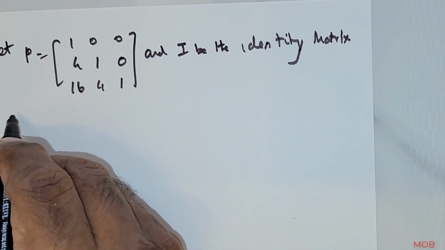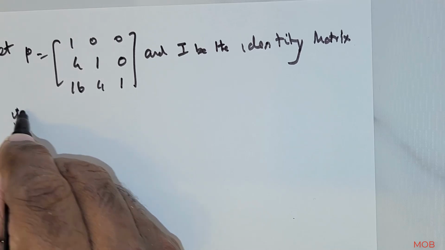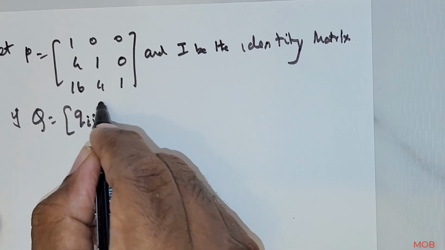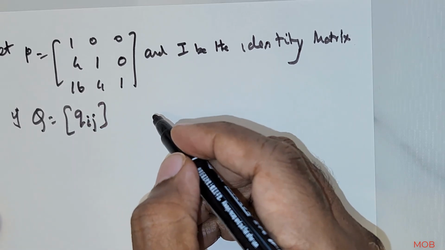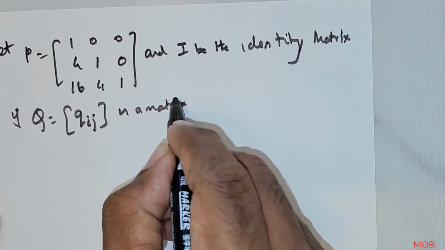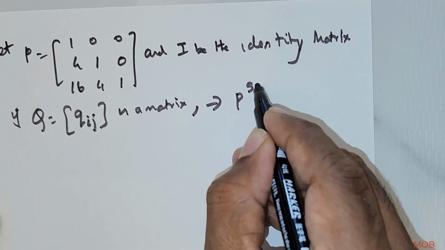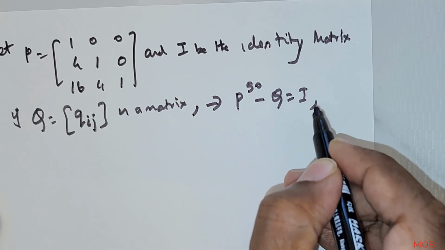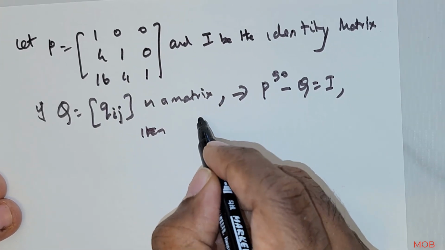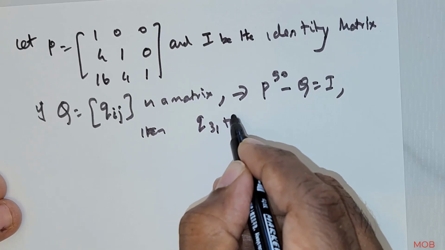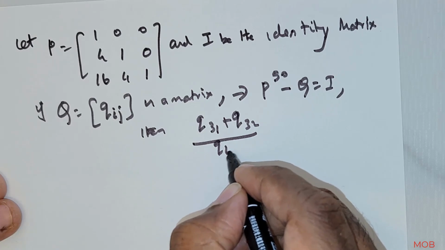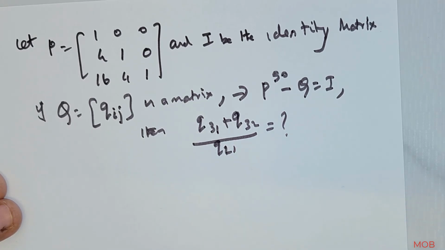And if Q being equal to Q_ij, so this is given in matrix representation, is a matrix such that P raised to the power of 50 minus Q is equal to I, then we will have to find (Q31 + Q32) over Q21. It's a very popular question.